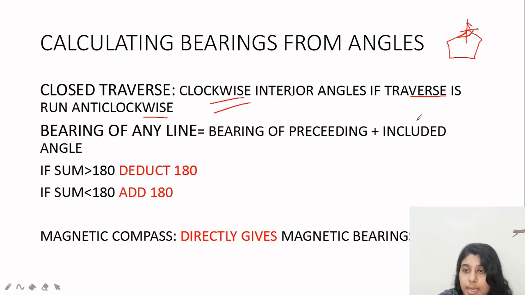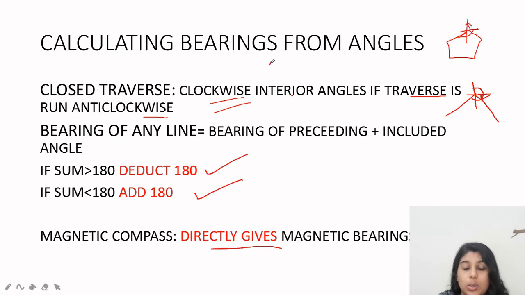Suppose we take this line. Which is the preceding line? That one. The bearing of the preceding line plus the included angle will be the bearing of the line. When we do the calculation, it will be very clear to you. And if the sum is greater than 180, we deduct 180. If the sum is less than 180, we add 180. This is similar to what we have just studied in forebearing and back bearing. Magnetic compass directly gives the magnetic bearings. We don't have to calculate anything there.